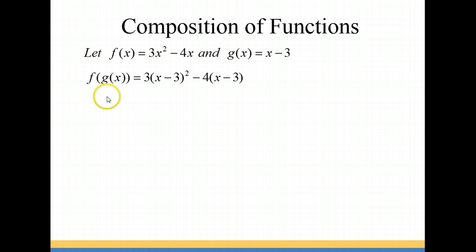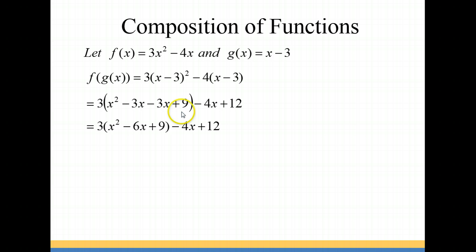So we have 3 times x minus 3 squared minus 4 times x minus 3. And we're going to simplify. So first we're going to FOIL out the x minus 3. So I have x squared minus 3x minus another 3x plus 9, or x squared minus 6x plus 9. I'm also distributing this negative 4 to the x and to the negative 3. So that gave me negative 4x plus 12.